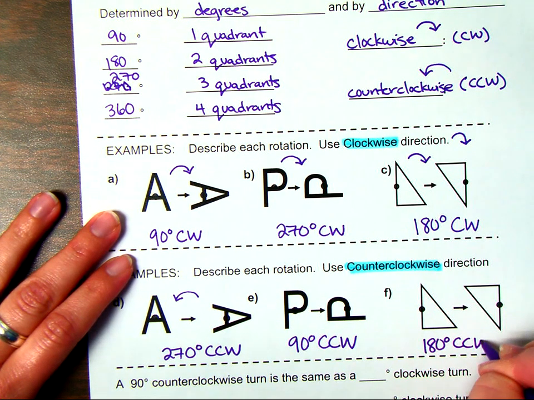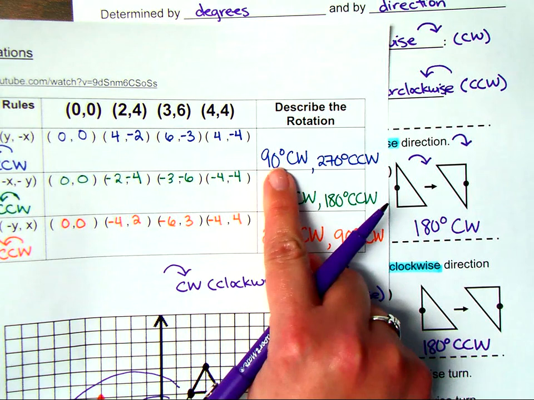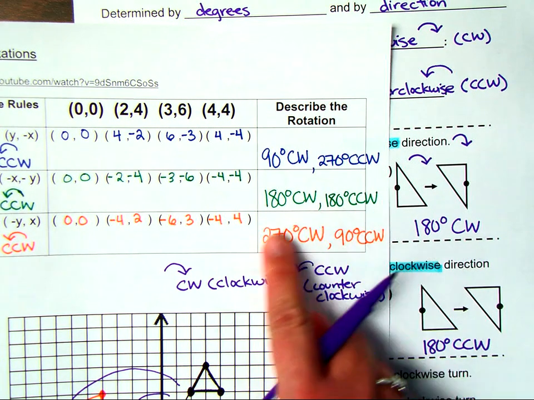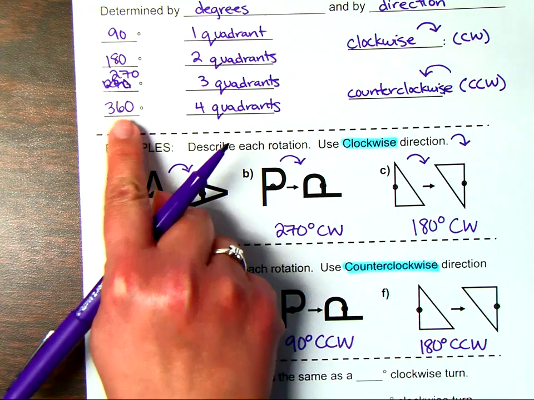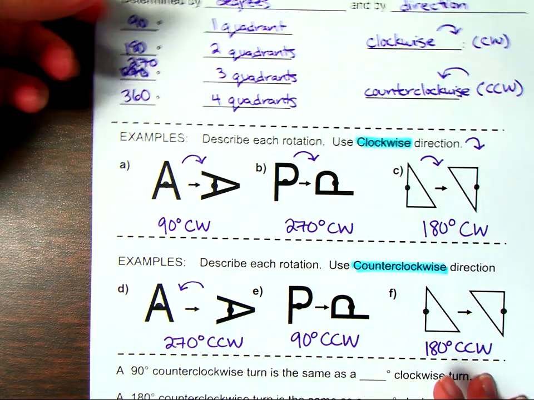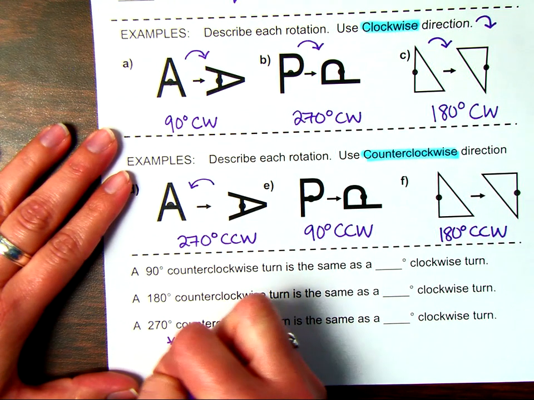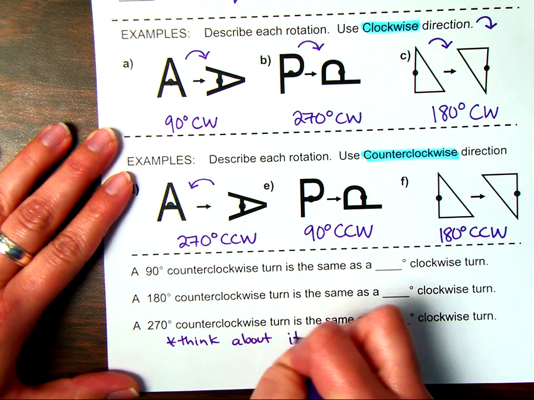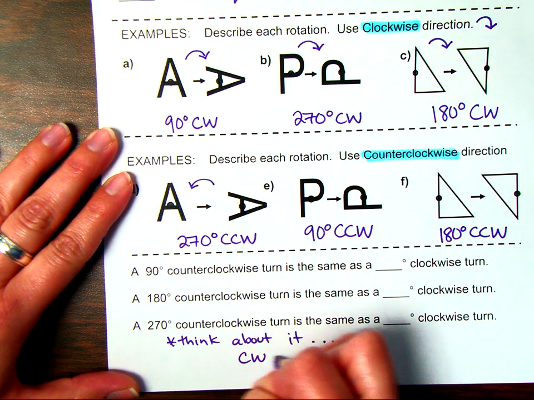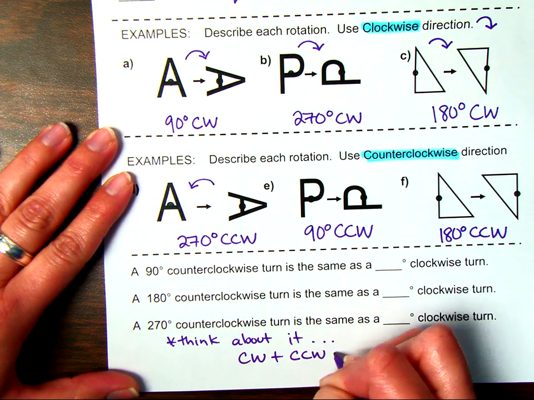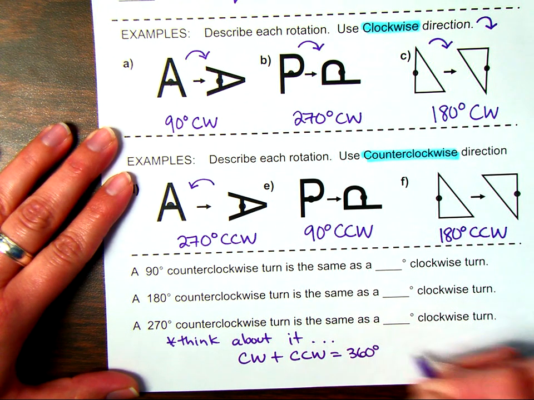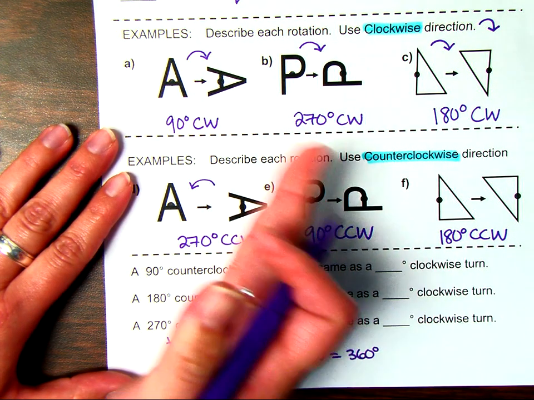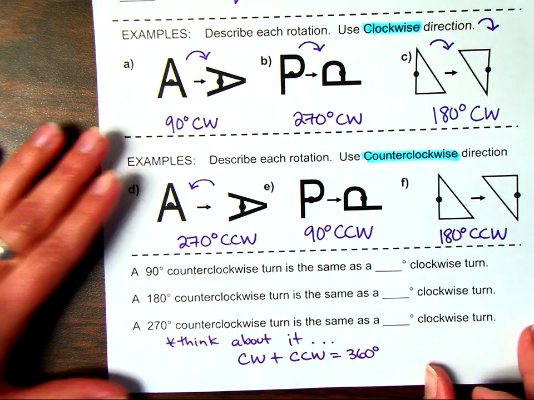And if you haven't noticed already, 90 plus 270, 180 plus 180, 270 plus 90, all equal 360. Okay, so that's something to think about and know. The clockwise direction plus the counterclockwise direction, whatever they are, equals 360 degrees. Okay? Because if you went 1 time to the right, that's the same thing as going 3 times to the left, you're going to be at that same spot.